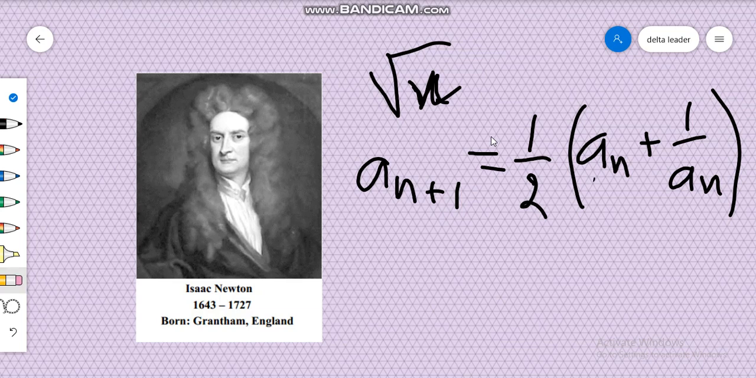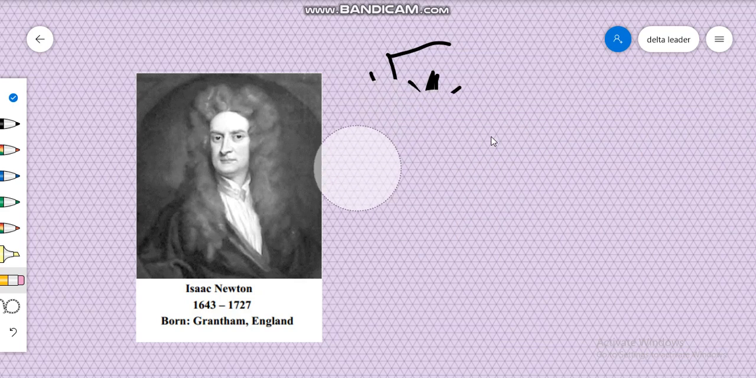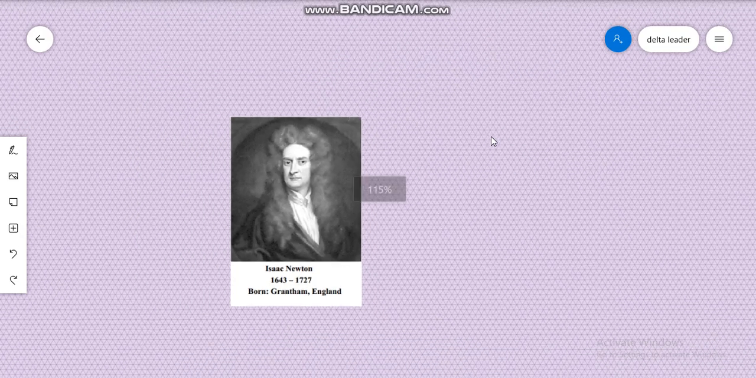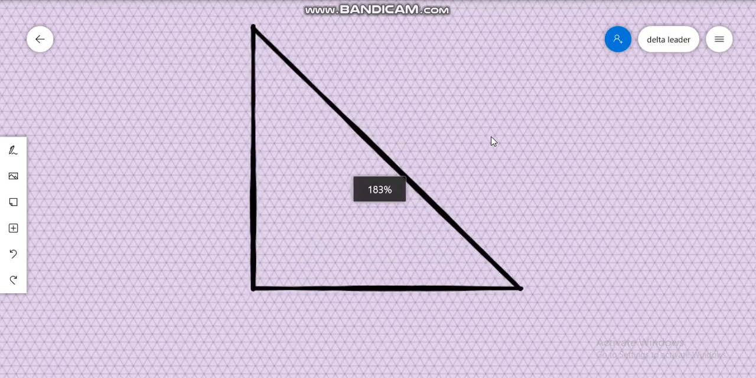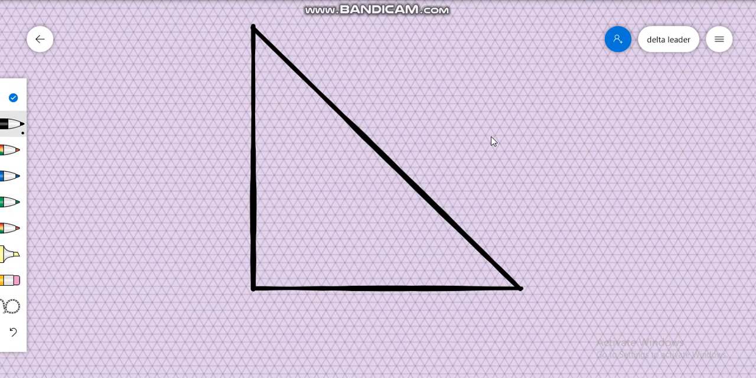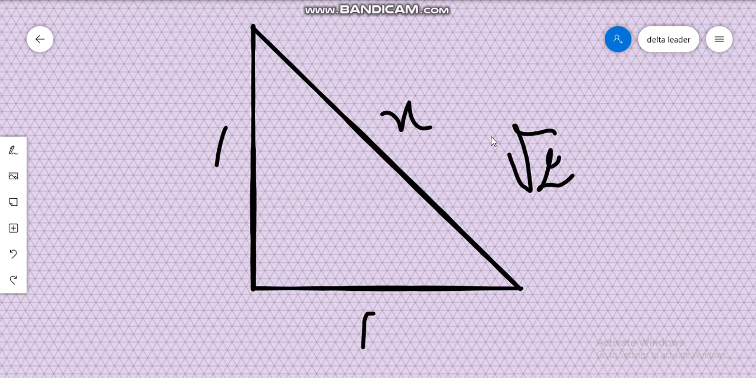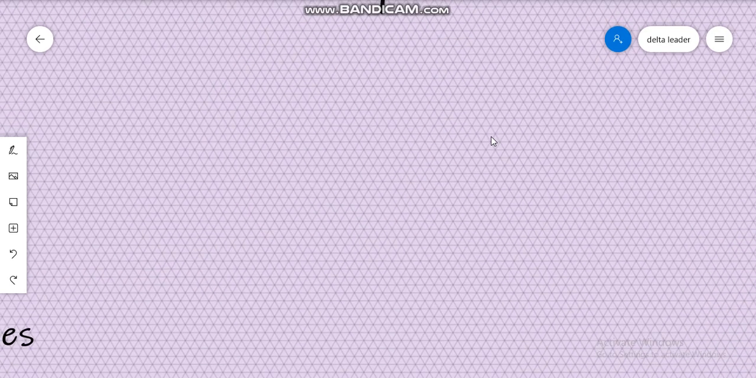So today in this video, we are going to solve the previous question. We are going to find the value of this, knowing that this is 1 and 1. We are going to use the Sir Isaac Newton method to iterate and find a close value to the square root of 2. So here we go.